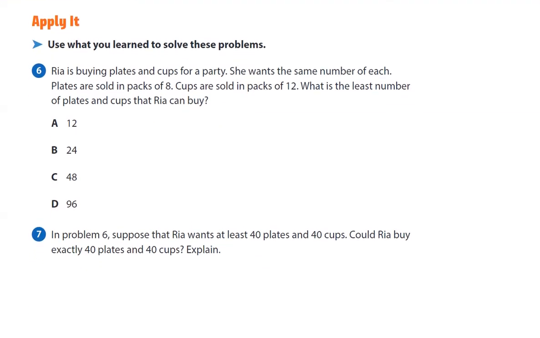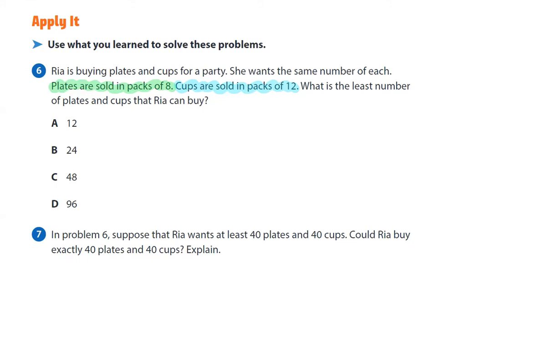Okay, time to practice. Number 6. Maria is buying plates and cups for a party. She wants the same number of each. Plates are sold in packs of 8. Cups are sold, I'm going to highlight that. Plates are sold in packs of 8. Cups are sold in packs of 12. What is the least number of plates and cups that she can buy?